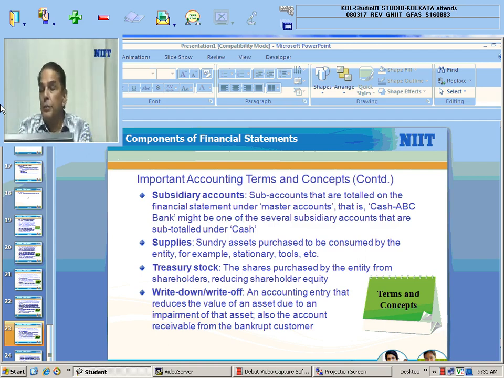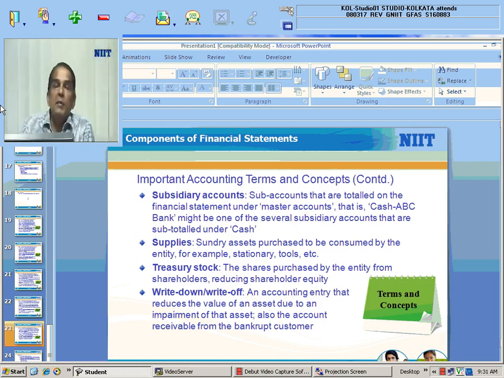Then we come to another term called supplies. These are basically sundry assets which are purchased by the business for consumption by the entity. The entity is going to consume these assets over a period of time, like stationery. Stationery may comprise papers for printing, papers for photocopying, and paints.